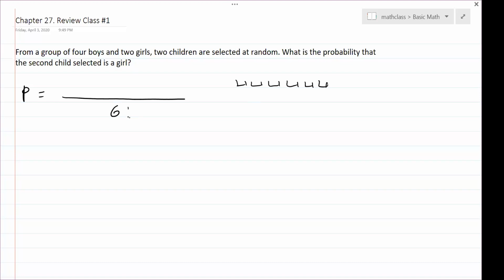Now you want the second one to be a girl. How to do that? The second one is a girl, so this must be a girl. There are 2 girls only, and you don't know which one is first, the girl or boy. That's okay. You only have 2 cases. The first one is a boy.